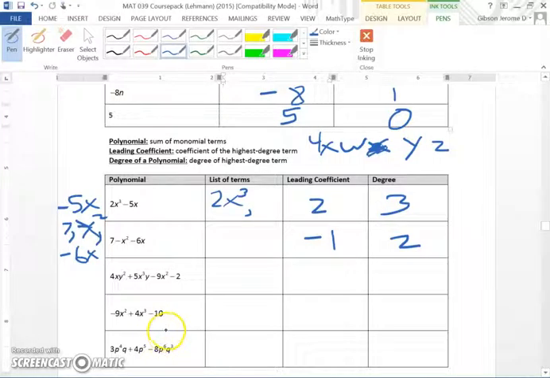Wait a minute, say that one more time. Oh, never mind. Would it be a negative or no? No, it'd be positive 2. We're talking about the exponent. The exponent is the degree. Oh, okay.